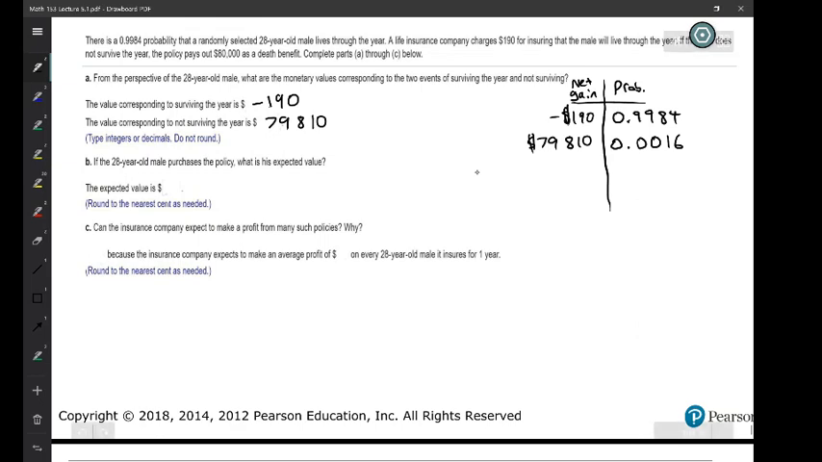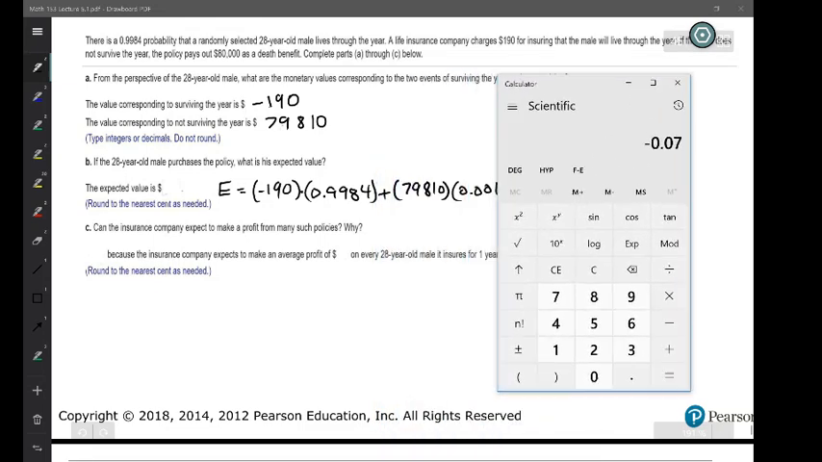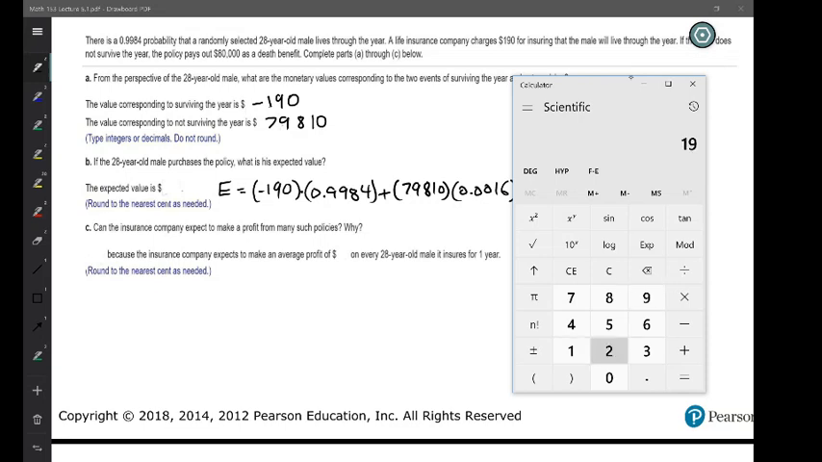So the expected value is the sum of the net gains times their probabilities: negative 190 times 0.9984, plus 79,810 times 0.0016. The expected value is negative $62.